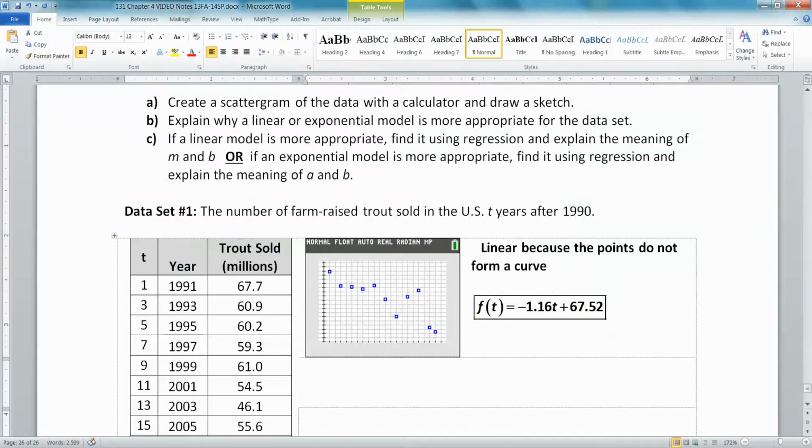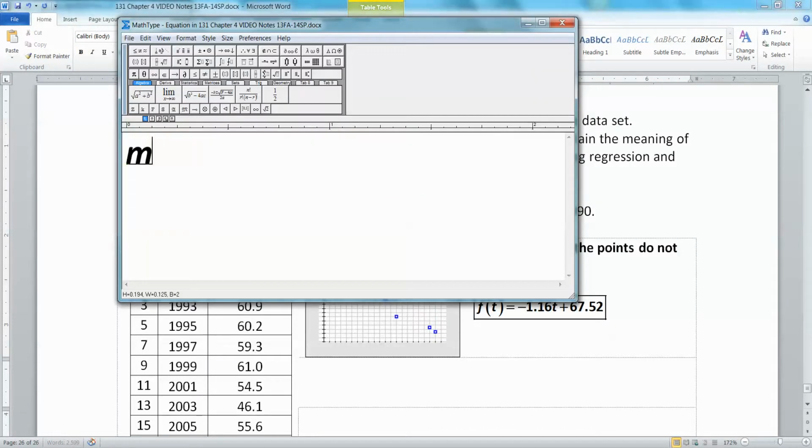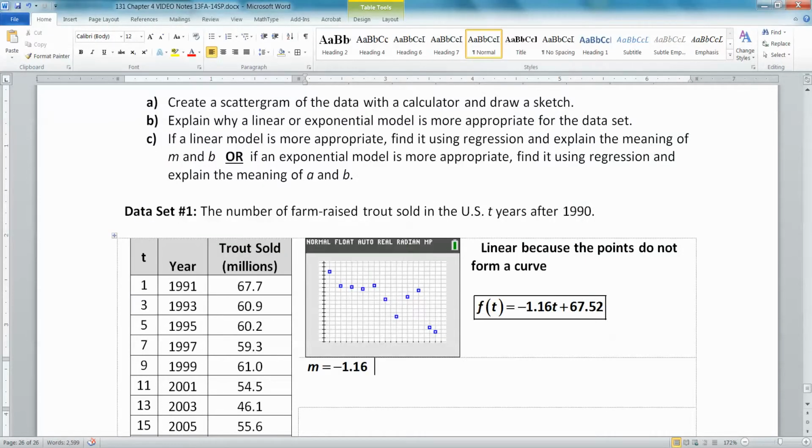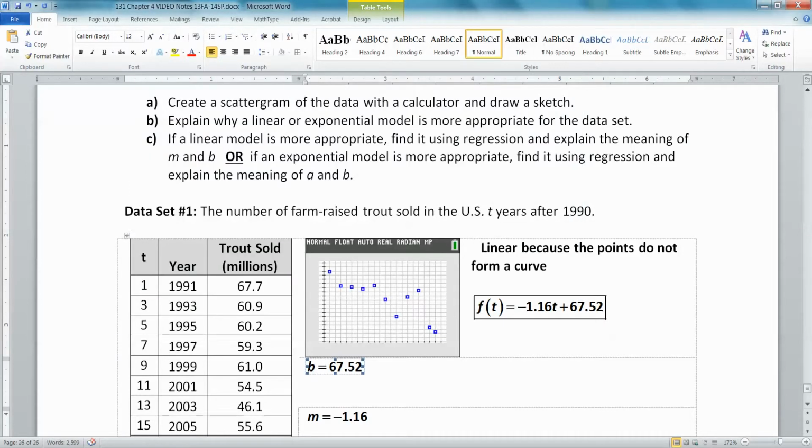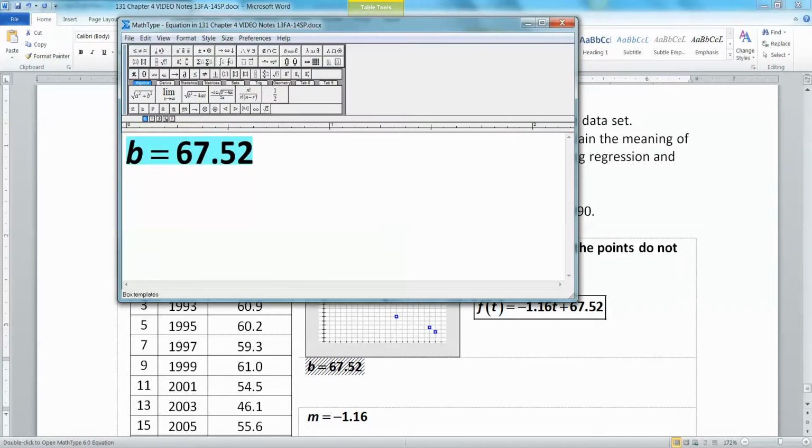Now we have to explain m and we have to explain b. So m is equal to negative 1.16 and b is equal to 67.52. Actually, I'm going to do those in reverse because b is easier to explain. So b equals 67.52. What does that mean? That means that, here, let me put a colon on that.